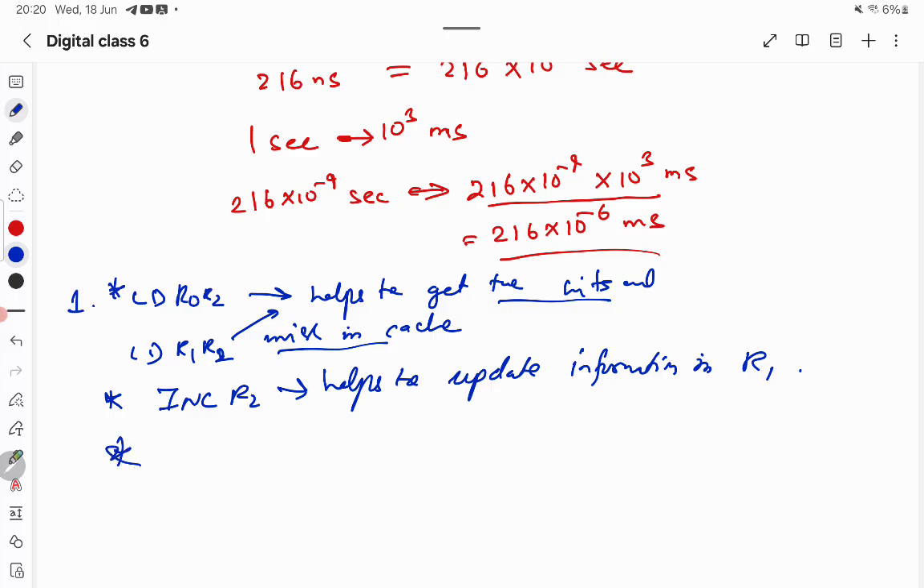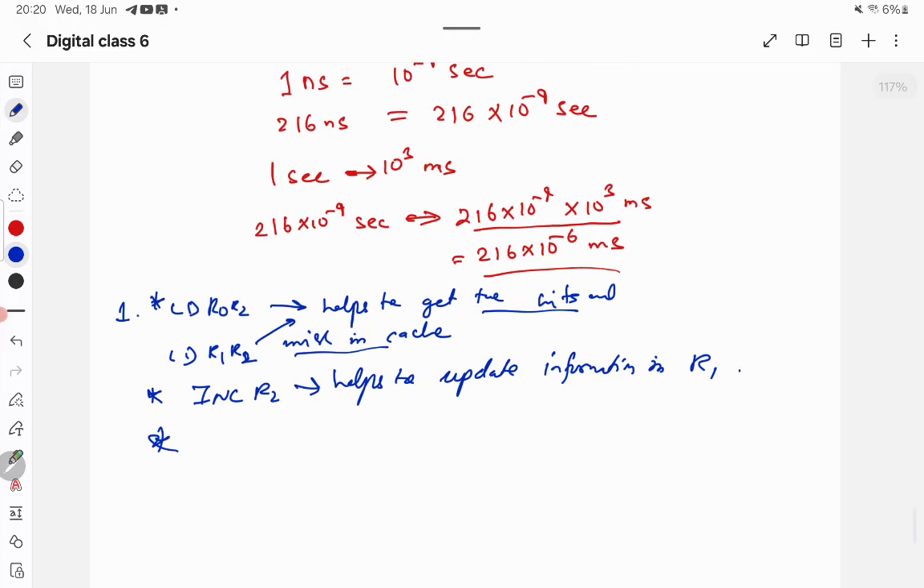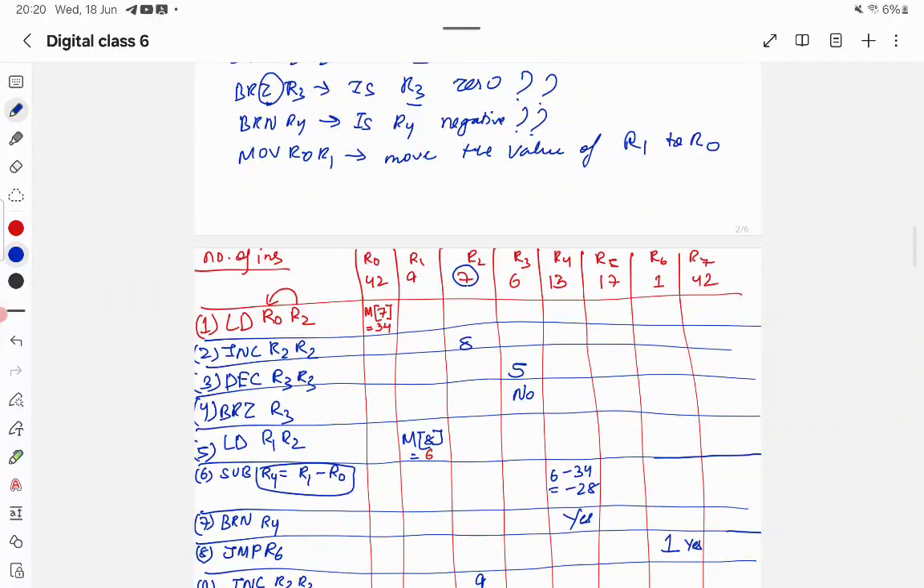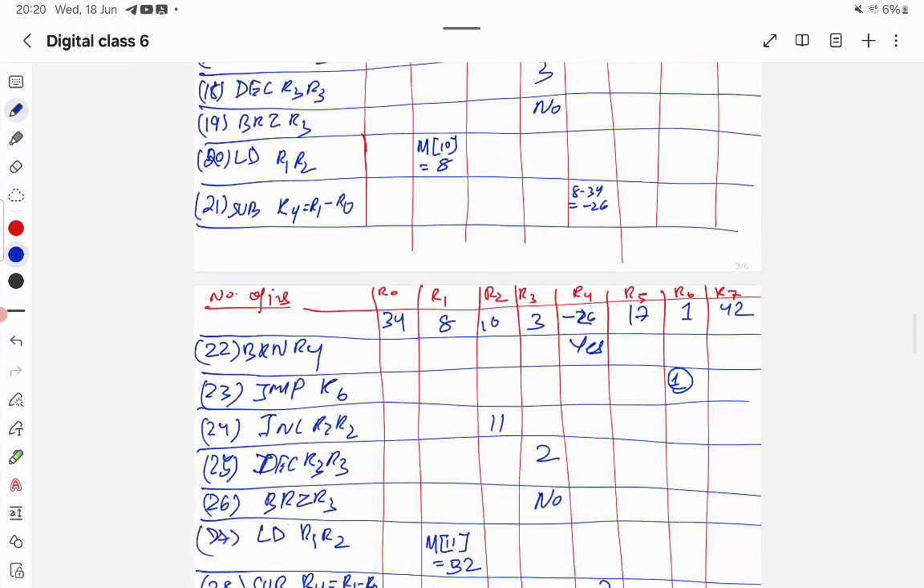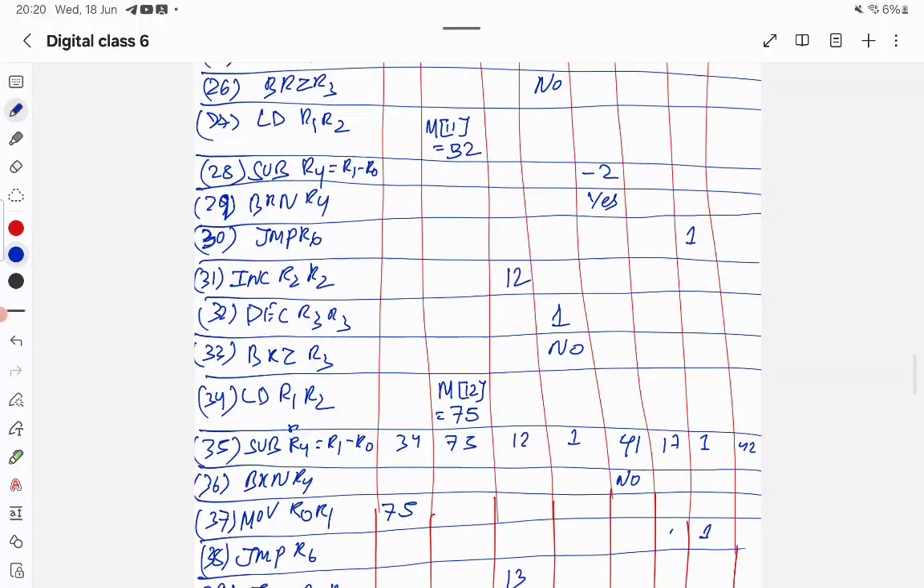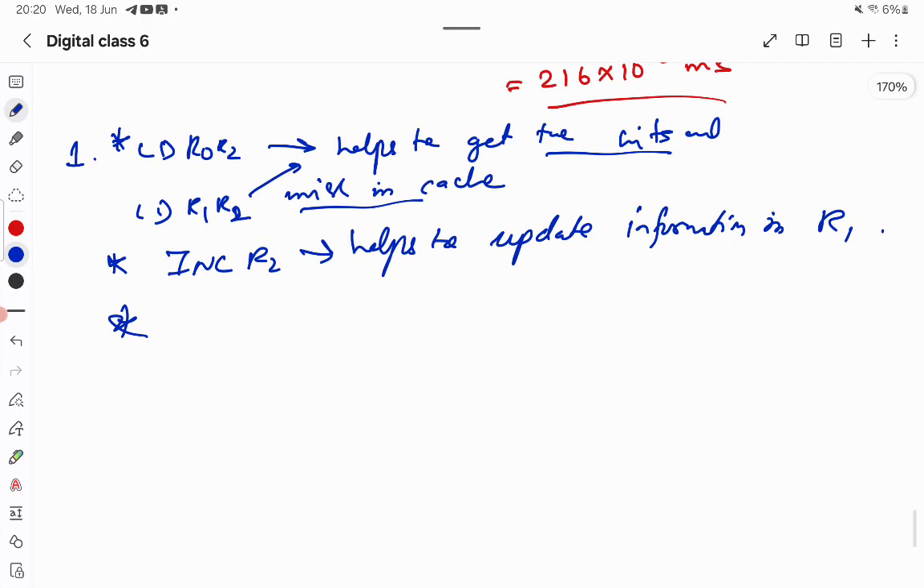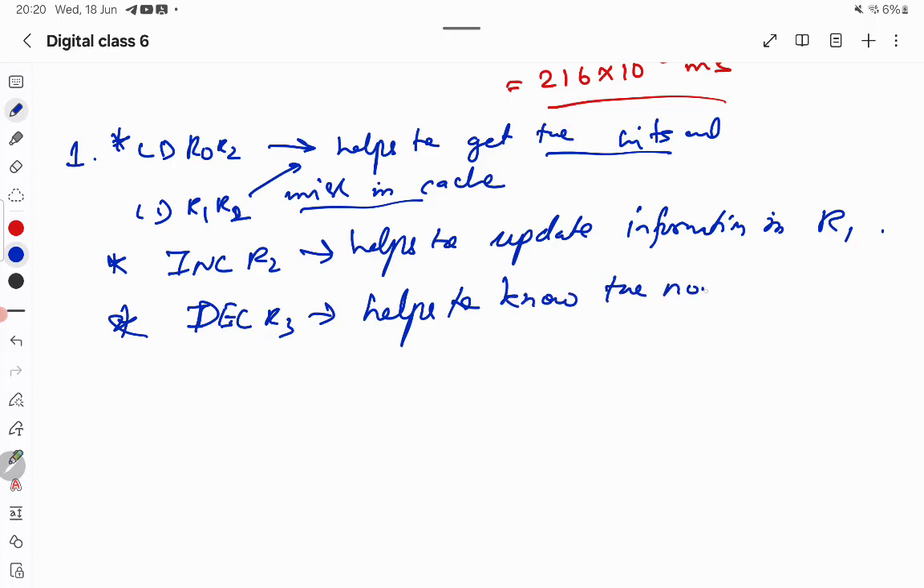Tell me about decrease R3. Every time we were decreasing the value of R3, if you see here, R3 was 6, then 5, then 4, then 3, then 2, then 1, then 0. This is like a loop. It is decreasing the loop. That means you will write that decrease R3 helps to know the number of loops, the number of cycles. Right or wrong?